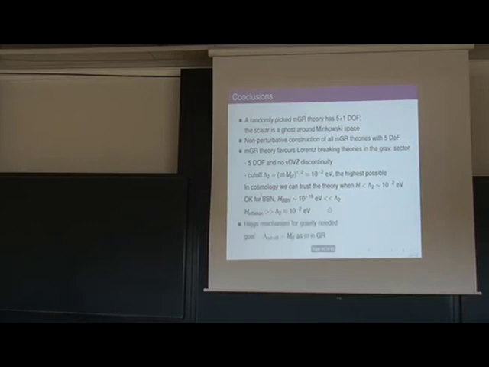So clearly, in order to make any progress, you need to have an extra mechanism. You have to try to find a way to have a higher cutoff, at least to get, let's say, near to the inflationary scale, in order to make serious predictions in cosmology in this case.